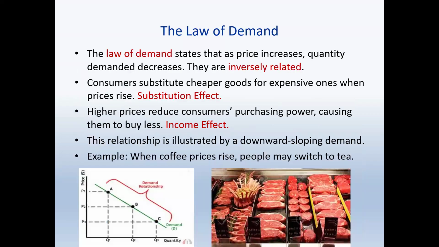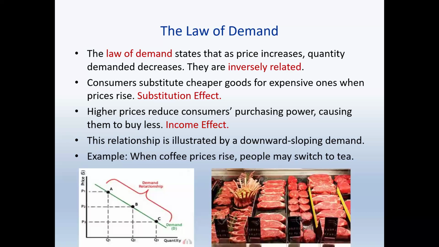Let's begin with the law of demand. The law of demand states that as the price increases, quantity demanded will decrease. In other words, they are inversely related. This is pretty intuitive. Imagine, for example, movie tickets. When movie tickets become more expensive, fewer people are going to go to the movies. This is called an inverse relationship or a negative relationship.